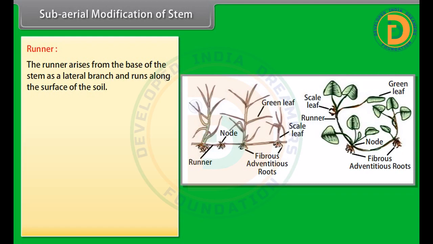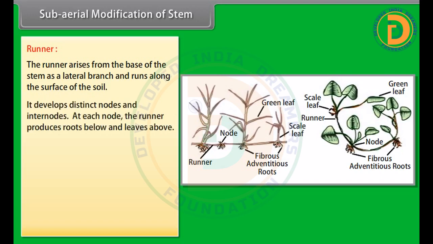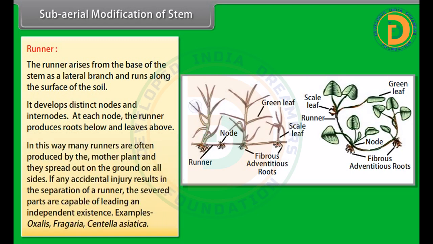Runner. The runner rises from the base of the stem as a lateral branch and runs along the surface of the soil. It develops distinct nodes and internodes. At each node, the runner produces roots below and leaves above. In this way, many runners are often produced by the mother plant, and they spread out on the ground on all sides. If any accidental injury results in the separation of a runner, the severed parts are capable of leading an independent existence.